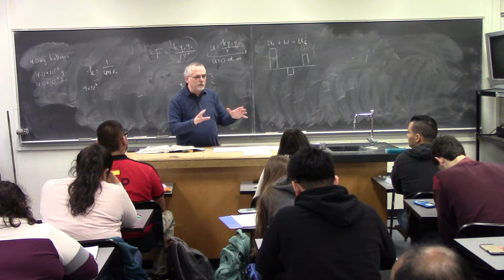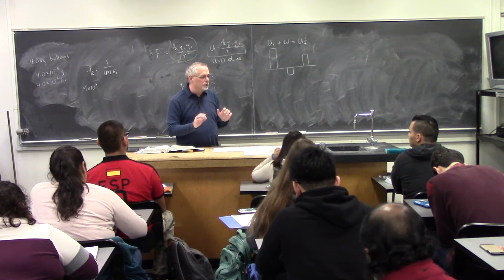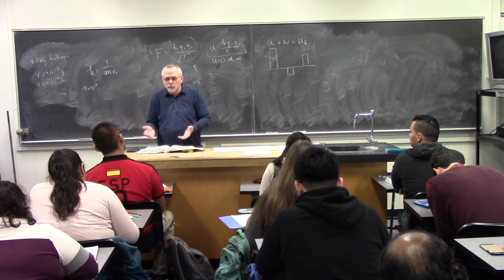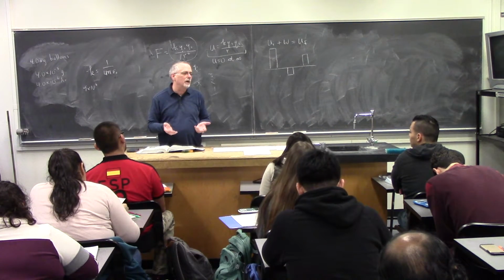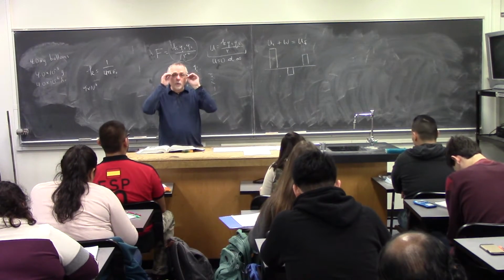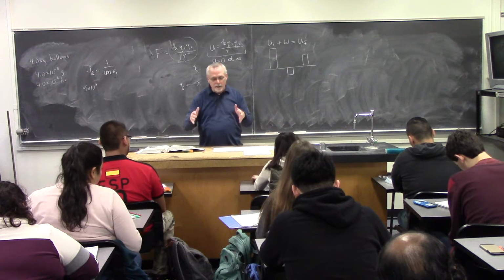Charges will distribute on the surface of a conductor such that there's no net force on any single charge. Because if there were a force on a charge on a conductor, it would move because it could move. That's the definition of a conductor. All right? And so we kind of just had to look at that. There's a polarization thing going on where we get charges separating.